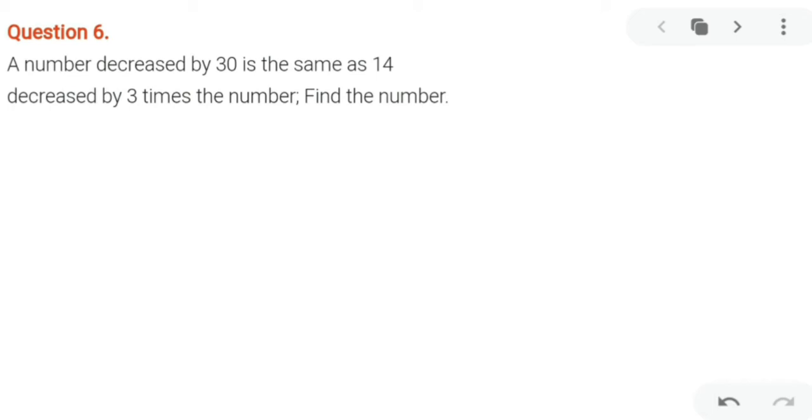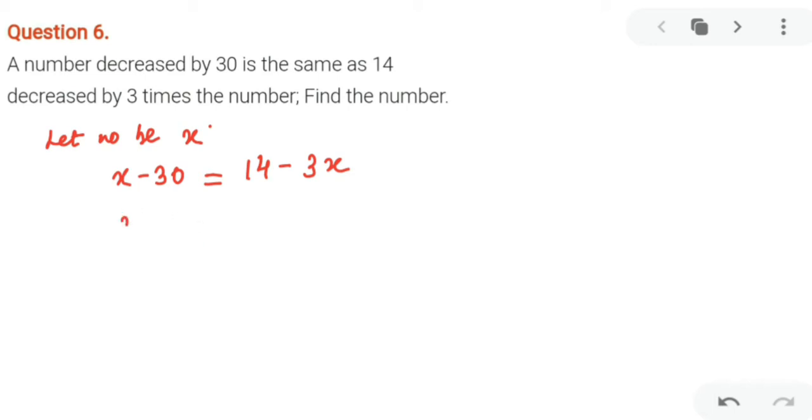So, we do not know the number. So, let's take the number to be x. Okay? The number decreased by 30. So, can we write x minus 30? Okay? Is same as, is equal to, 14 decreased by 3 times a number. So 3x, 14 minus 3x.